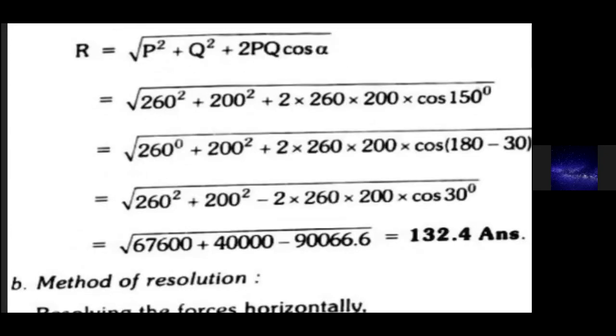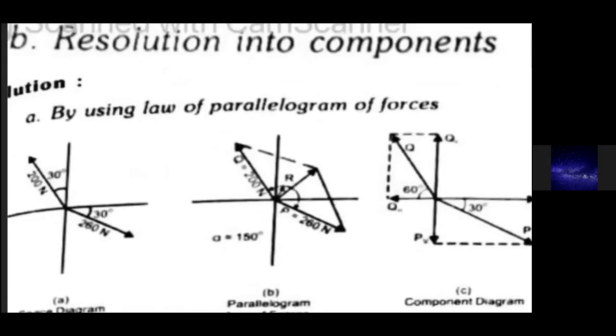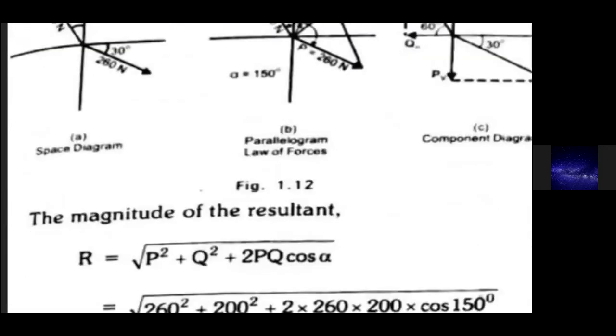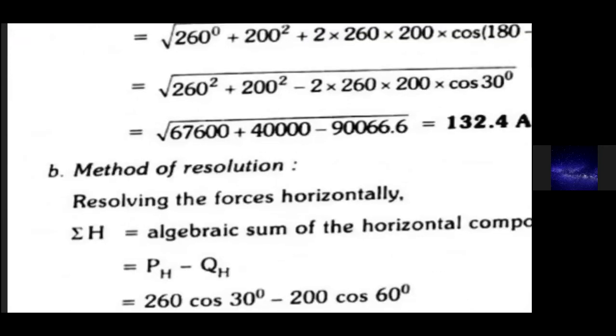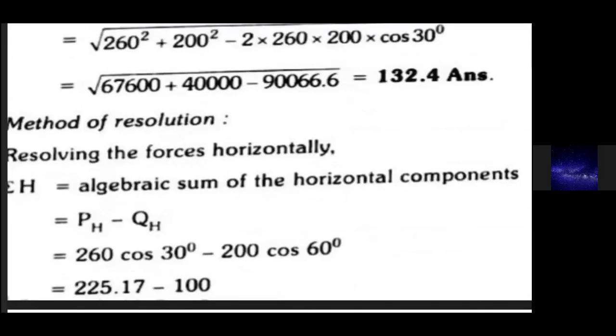First thing, you have to resolve the two forces along horizontal and along vertical. So resolve 260 along horizontal and along vertical, and similarly resolve 200 along horizontal and along vertical. Let us resolve the forces horizontally first, and you have to find the algebraic sum of the horizontal components of the two forces.